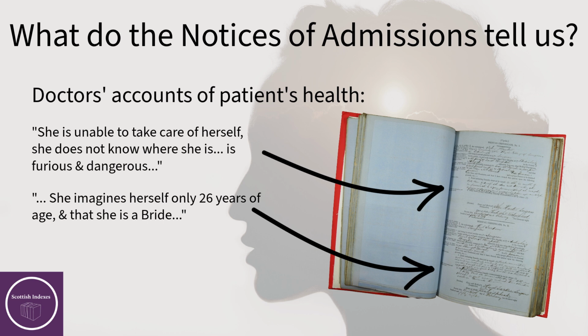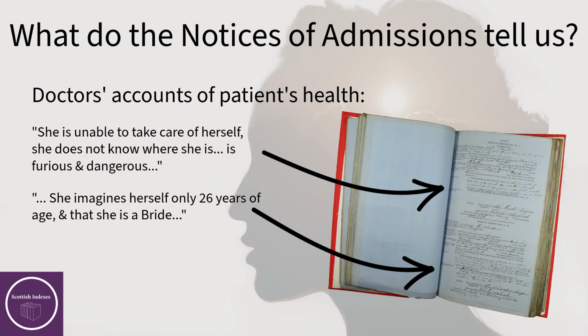Two doctors examined the patient and spoke to the people who spent time with each patient. We see here recorded what they observed. Again, this is not a modern diagnosis, but it does give us an insight into the individual's health and why they were committed to an asylum. One doctor noted that Jean could not look after herself and was dangerous. Another recorded delusions that she was only 26 and was a bride.